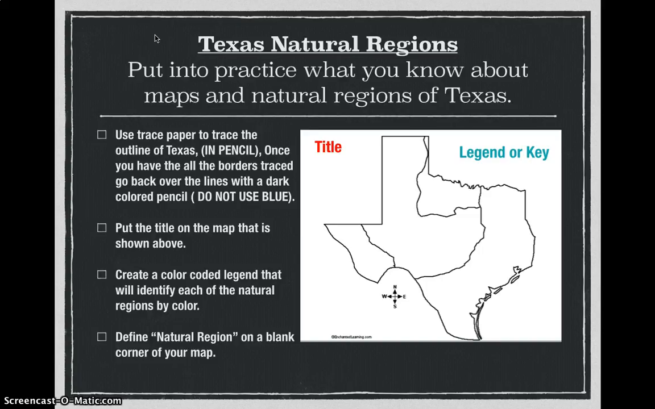Now, I have a class set of these maps that are shown on this slide right here. This is a class set. Do not write on these for me. I need to use these all throughout the day, so please, please do not write on those. All right, so you're going to take your trace paper and you're going to trace the outline of Texas as well as all these little borders on the inside. These borders are actually the borders for natural regions.